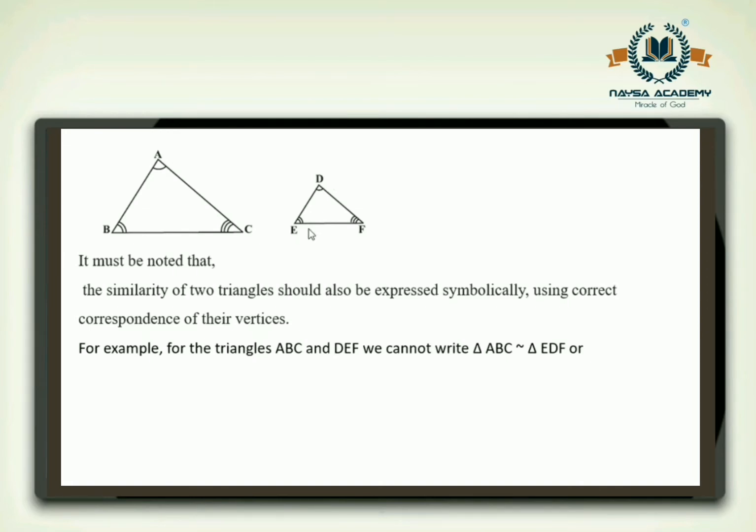So as vertex A corresponds to vertex D, the position of A and D should be the same. So if I am starting the triangle with vertex A, the second triangle should also start with vertex D, which corresponds to A. So I have to maintain the correspondence while writing the similarity of triangles. So I cannot write triangle ABC similar to triangle EDF or triangle ABC similar to triangle FED. However, we can write triangle BAC similar to triangle EDF.